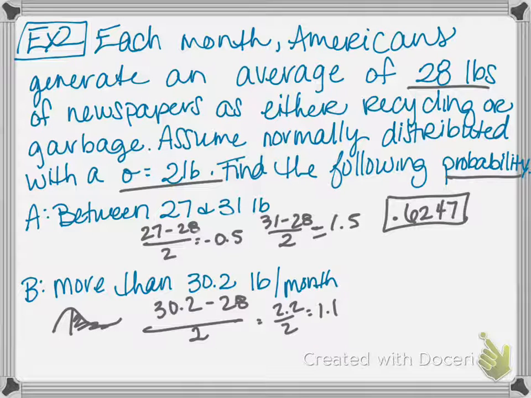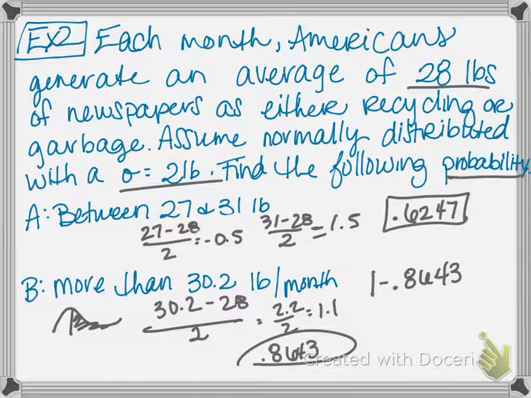And again, you should get the same thing on your end, but if you go to the table, you should get 0.8643. And so this is the probability to the left. But if you look at our picture over here, we need to find it to the right. And so to figure that out, we're going to say 1 minus 0.8643. So 1 minus 0.8643 should give me 0.1357.